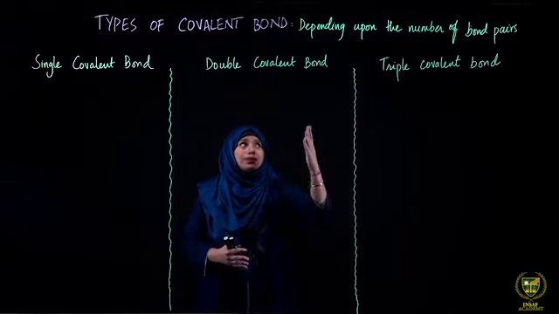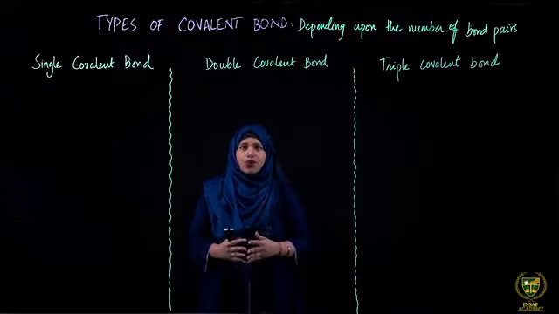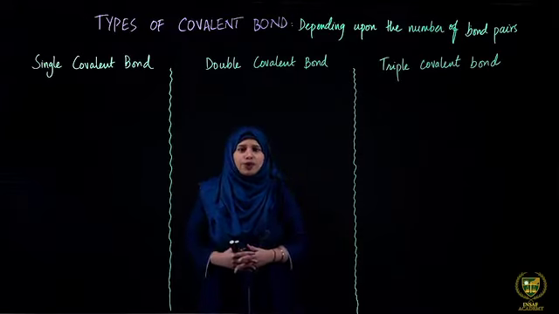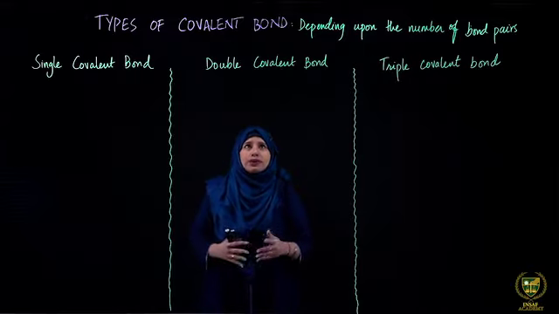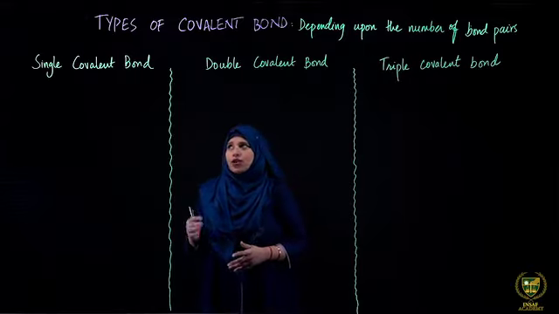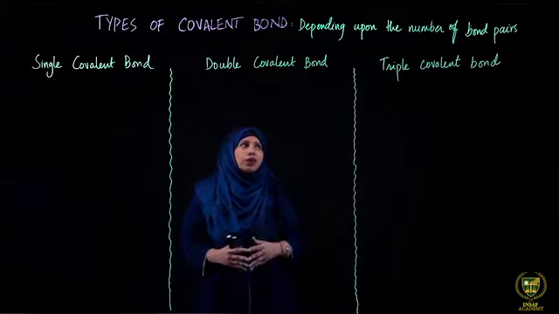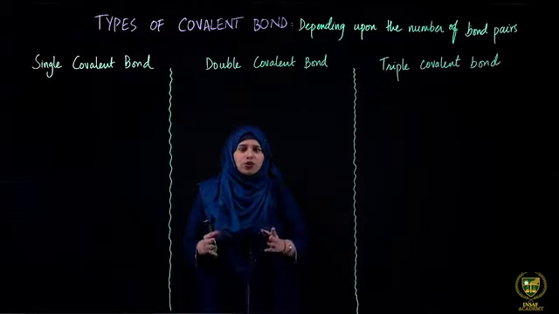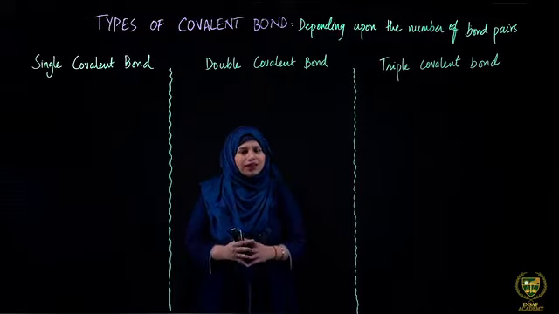So depending upon the number of bond pairs, we can give names to the different types of covalent bond. There are three different types of covalent bond: single covalent bond, double covalent bond and triple covalent bond. So one by one, हम तीनों को डिस्कस करते हैं with the help of few examples.